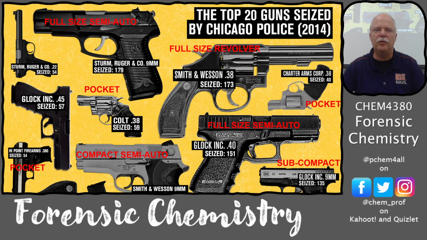And then here are the top 20 guns seized in 2014 by Chicago police. I just found this fantastic graphic that shows you all the different types and sizes. Okay. And so you've got all kinds. You've got full size, semi-automatic.